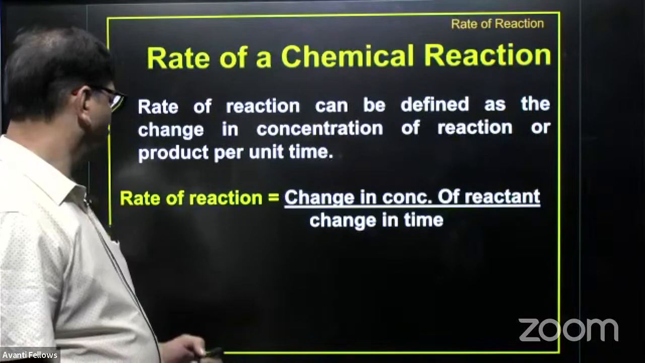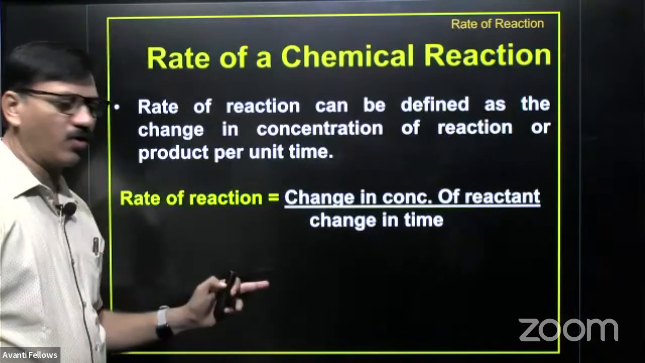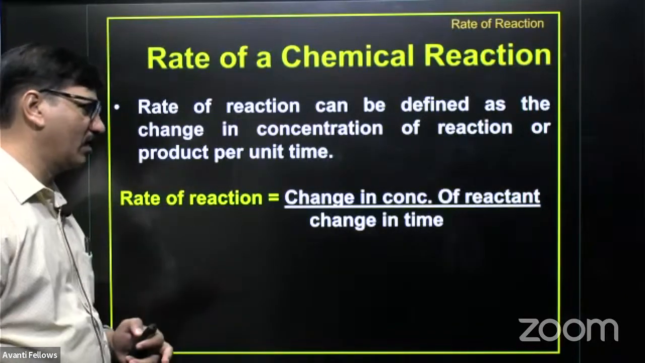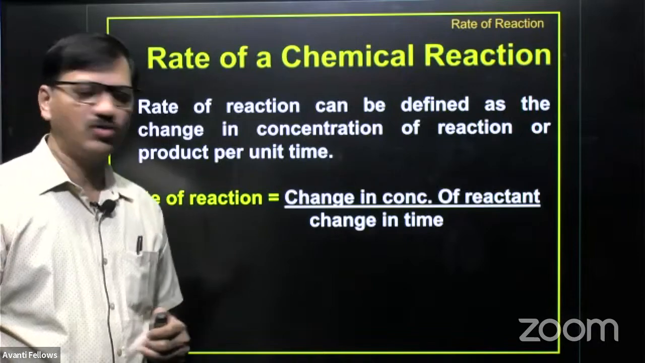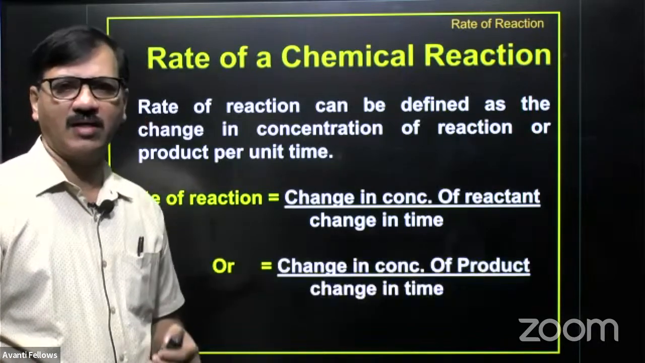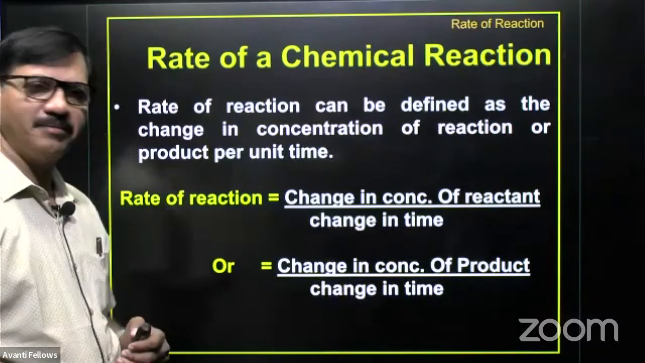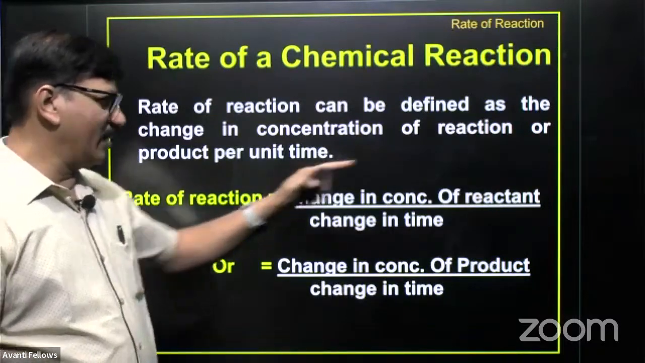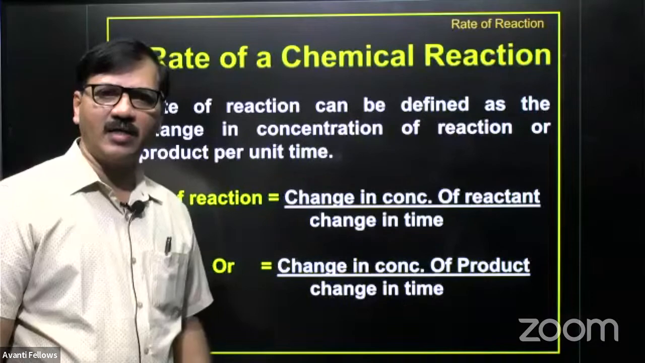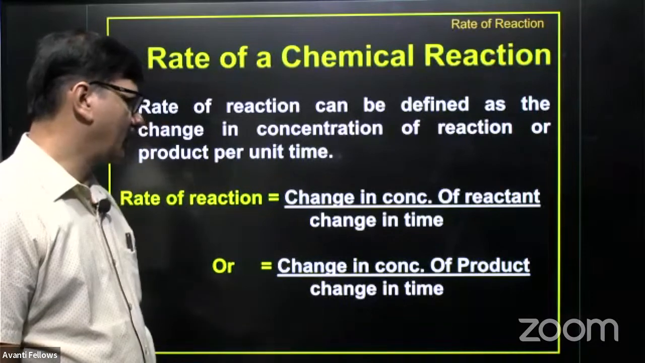So for the rate of the reaction, we can write this formula. Rate of the reaction is change of concentration of the reactant by change in time. These are the things that we have learned. It can be expressed in terms of reactant or it can be expressed in terms of product.